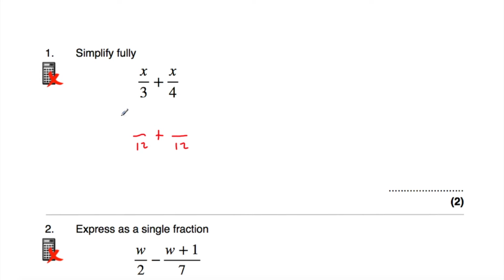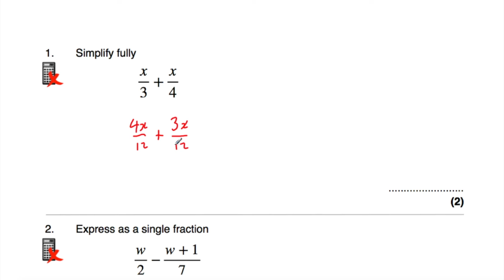To get from 3 to 12, we multiply by 4. We would multiply 3 by 4 to get the 12. So we need to multiply the numerator by 4 as well. So 4 times x would be 4x. And next, x over 4, well, this has got a denominator of 4. We want a denominator of 12, so we're going to need to multiply both the numerator and the denominator by 3. 4 times 3 is 12, and x times 3 would be 3x.